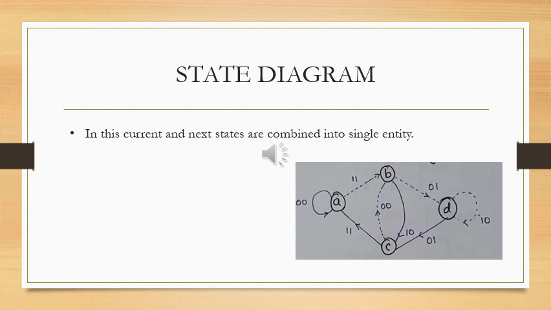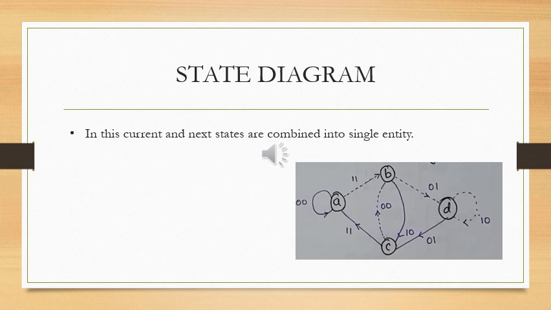Now what is a state diagram? In a state diagram, we are combining the current and next states into a single entity. So as shown in the figure, we have 4 states A, B, C and D. Again, here the solid line is used to indicate the input equal to 0 and the dashed line indicates input equal to 1.